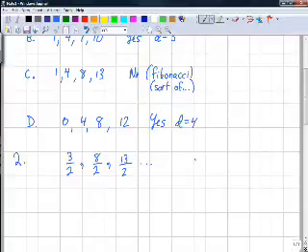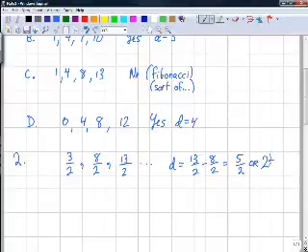Zero, 4, 8, 12. Yep. Common difference is 4 there. Okay. Question 2. What's the common difference of this?